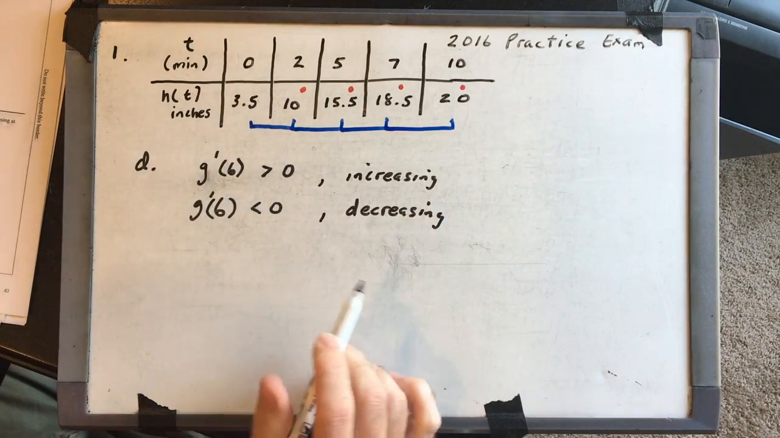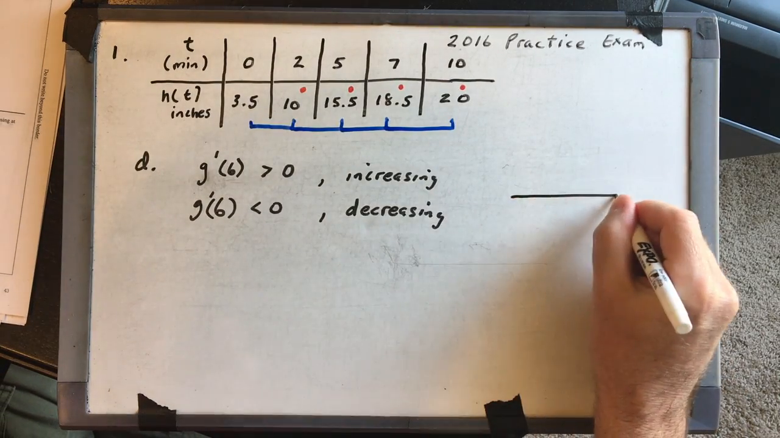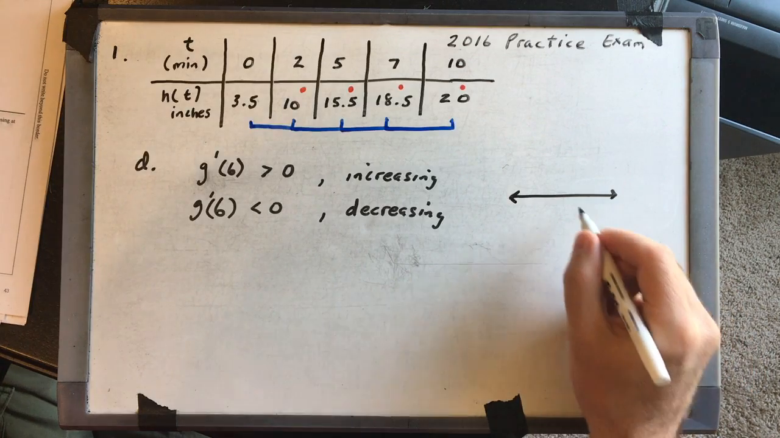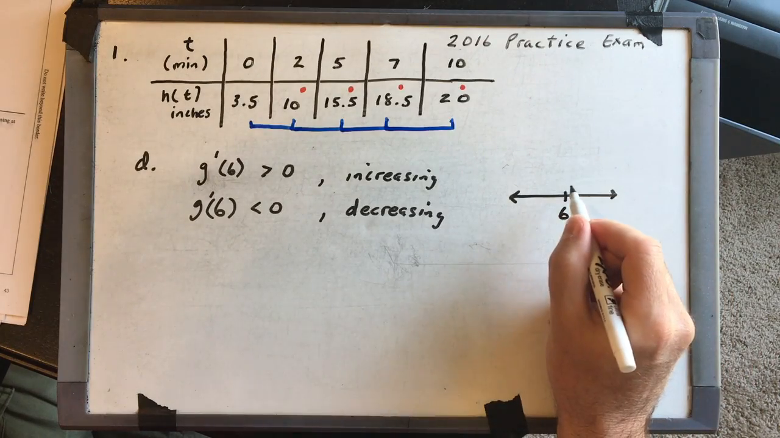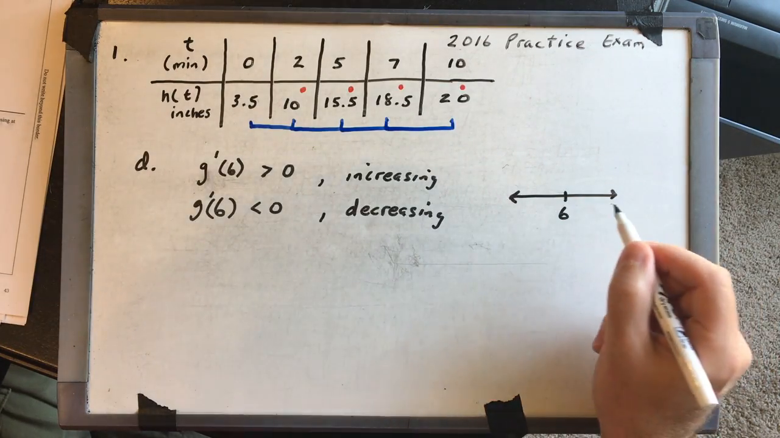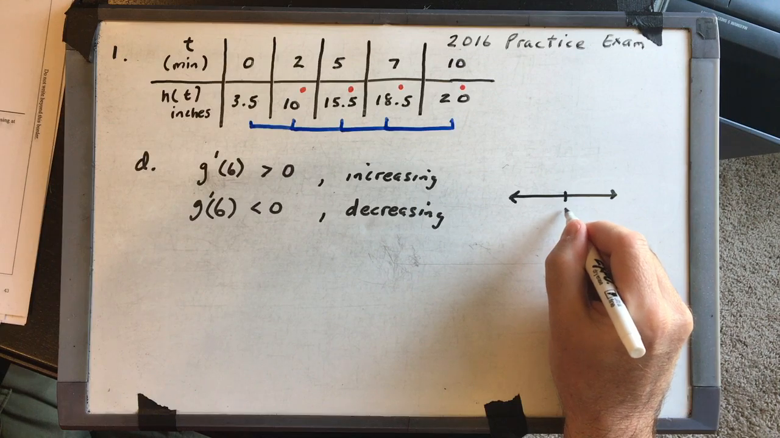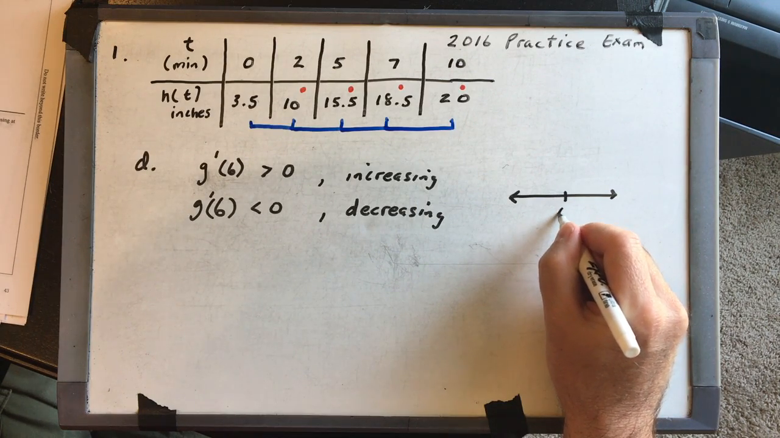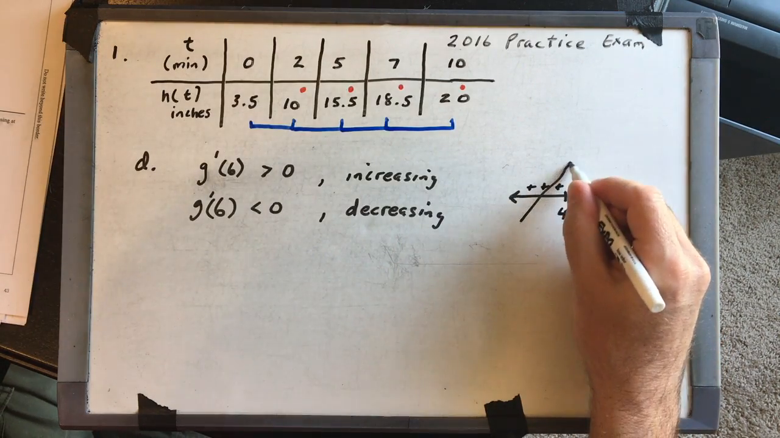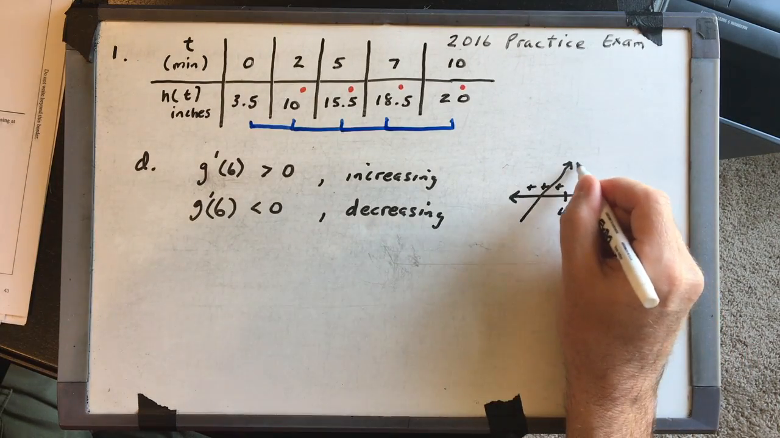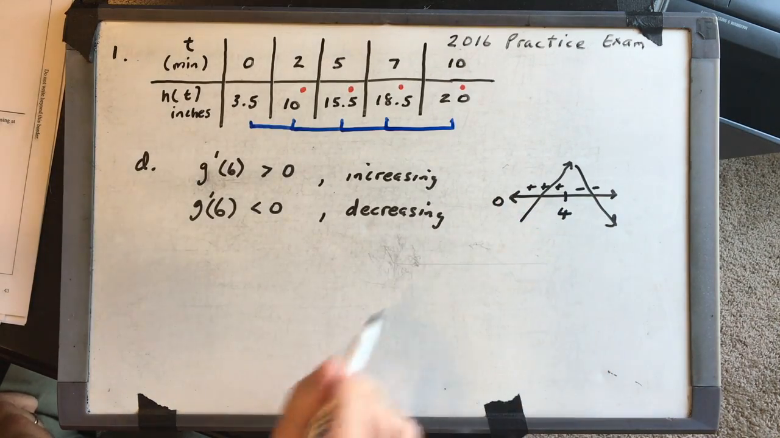Remember the graph of a derivative. When the derivative is greater than 0, it's an increasing function, right? So if we have some critical point, in this case that would be 6, or it might not be 6, but let's say our critical point is 4. If the value of the derivative is greater than 0 between, let's say, 0 and 4, it's increasing.